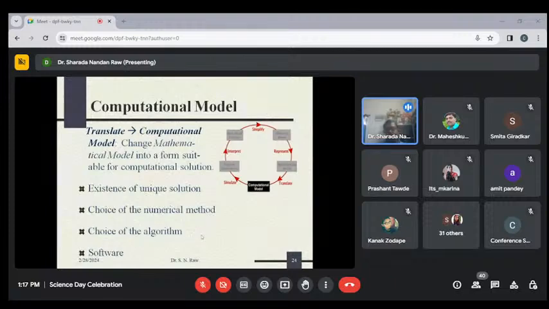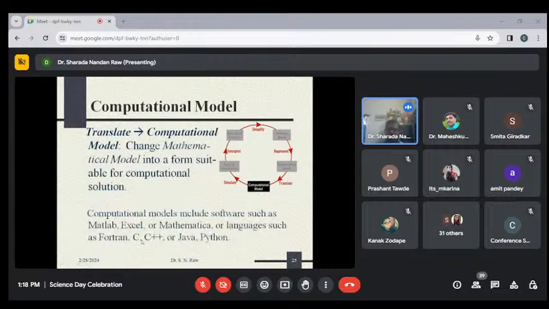Choice of the algorithm. Then you have to choose the appropriate algorithm. Then you have to use the software you want. Python, MATLAB, जो भी आपको आता है वो इस्तेमाल कर सकते हैं मॉडल को स्टडी करने के लिए. Then computational model. Change the mathematical model into a suitable computational model. Use the help of Excel, MATLAB, mathematical language, Python, all those things, to convert the mathematical model into a computational solution.